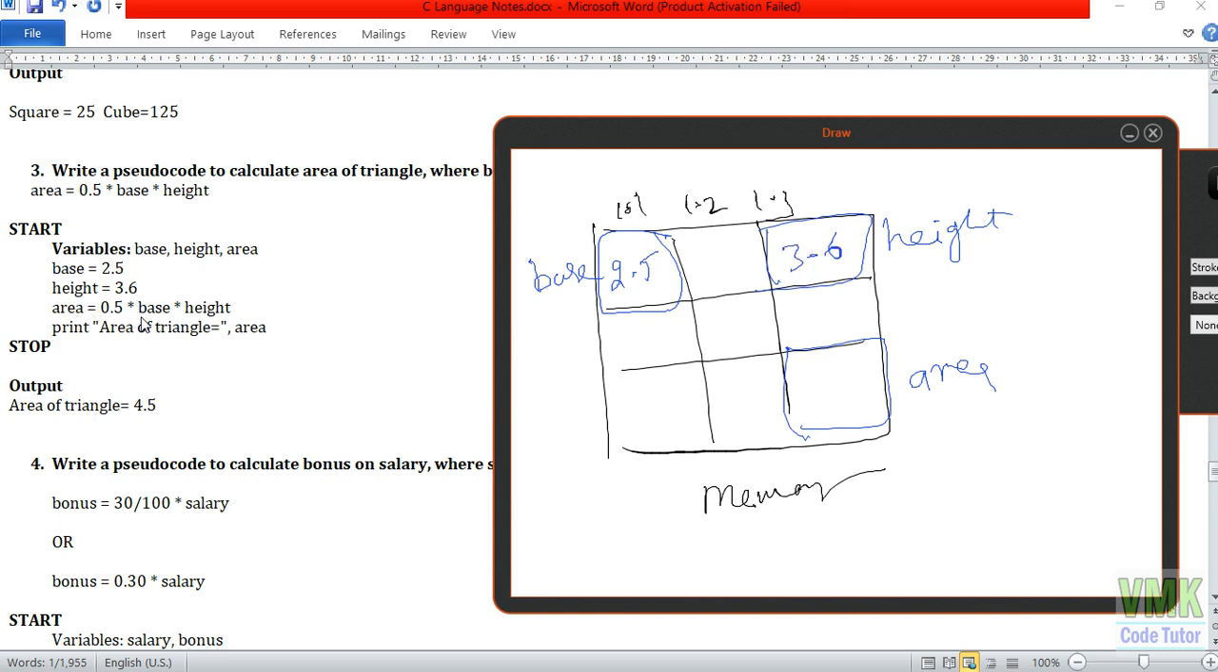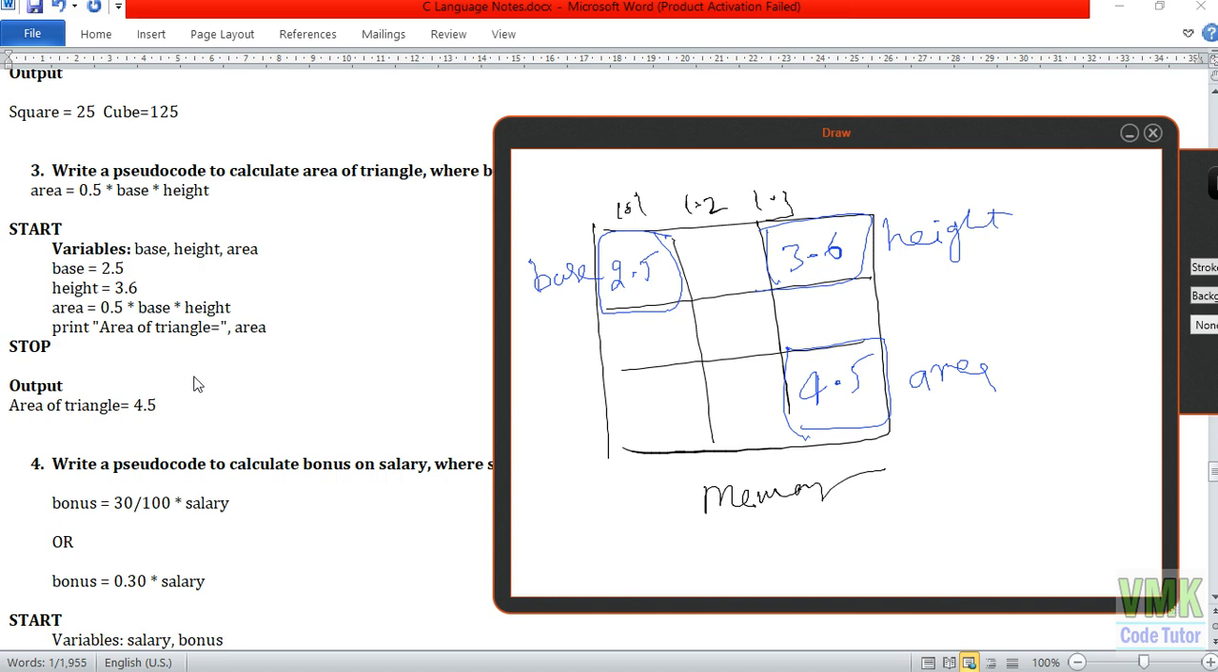Then area is equal to half into base into height. This will calculate this particular formula, and the result will be stored into area. So area is equal to the calculation answer, that is 4.5, it will store. Then print area of a triangle is equal to area. So you will get the output on the monitor that area of a triangle is equal to the area answer. The area answer is 4.5, it will print on the monitor.